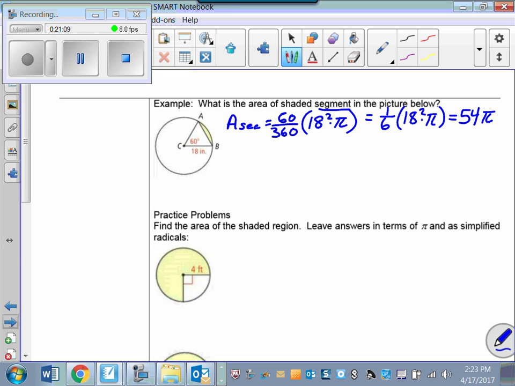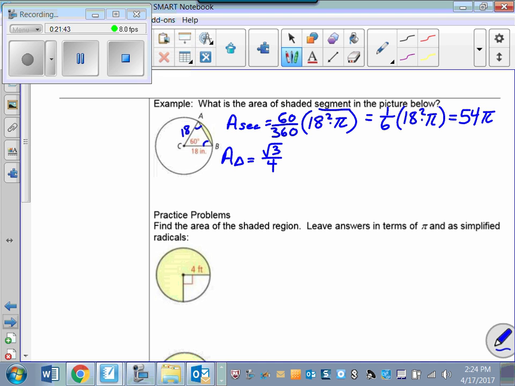Okay, so now I got the area of the sector. Now I need the area of the triangle. And look, I know that this is also 18, right? Because CA and CB are both radii. And I know these two are congruent, right? Therefore, I got an equilateral triangle. So I can easily find the area of the triangle by using this handy dandy little formula.